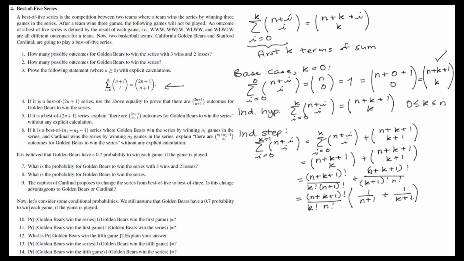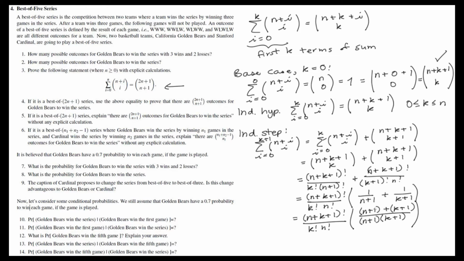this. If we combine these fractions, we get, again, this part comes down here and stays the same, over k factorial, n factorial. Now we combine these fractions, and we get (n+1) plus (k+1) over (n+1) times (k+1).